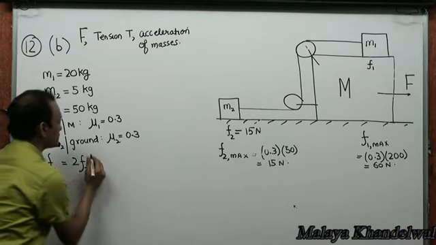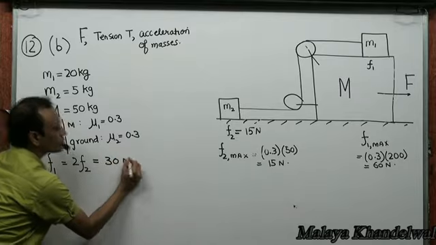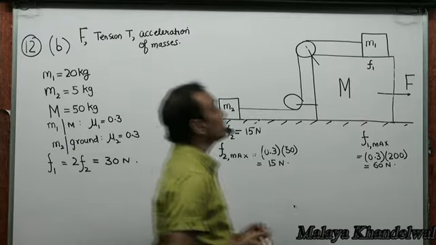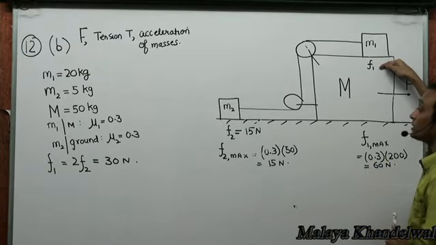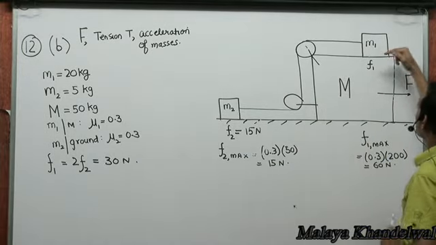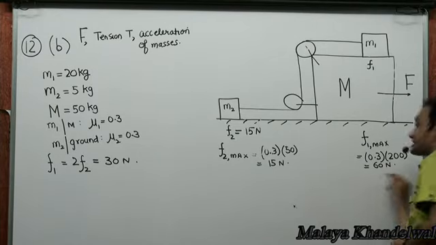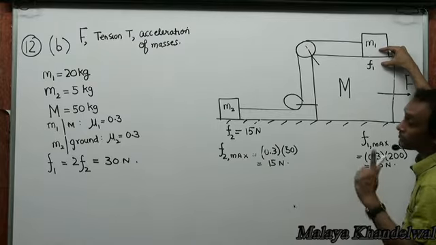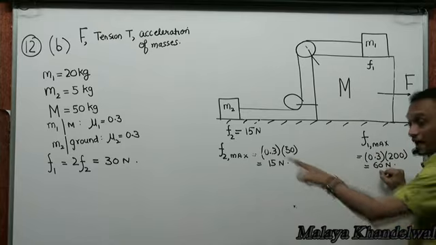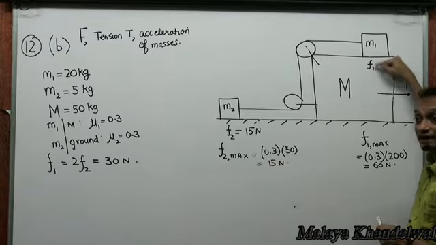F1 is twice F2, which is given, so F1 must be 30 newtons. That means the frictional force between M1 and capital M is 30 newtons, which is less than 60 newtons. If the frictional force between M1 and capital M is less than the maximum static value, which it is, at 30 newtons, that means there is no relative motion between M1 and capital M.